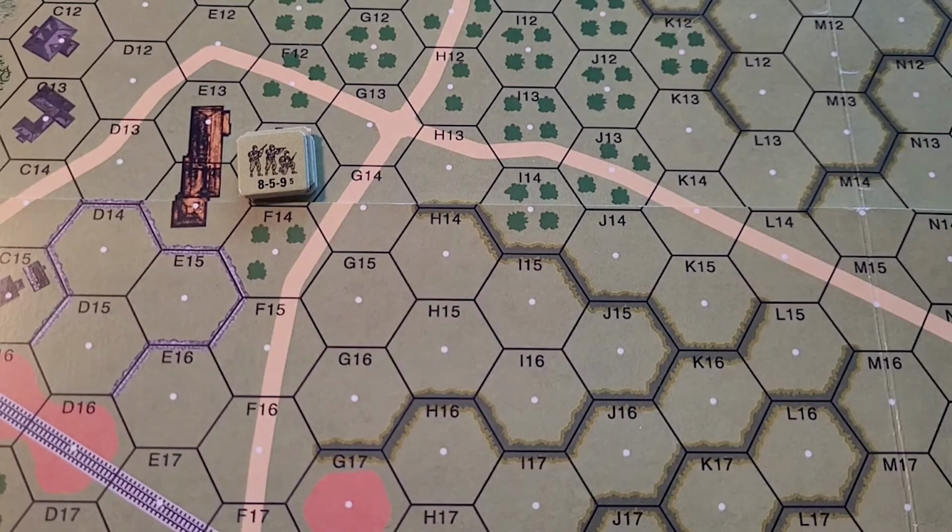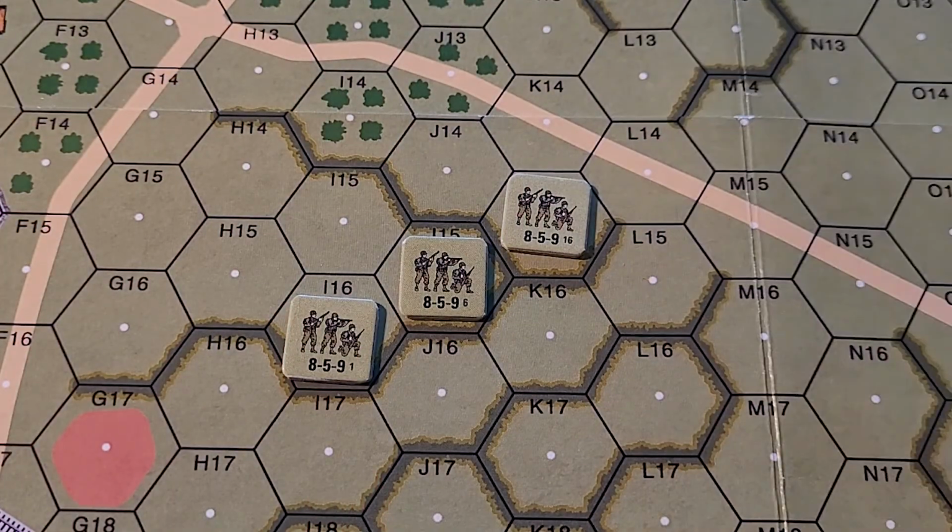Now, you don't have to move everybody, because you don't have to activate everybody in a hex. You can activate an individual unit. But if you activate all of the units, they all have to move, and they all have to move and stop together. Now, let's set up for a multi-hex platoon move.